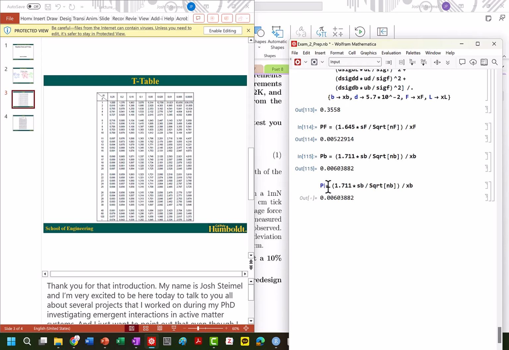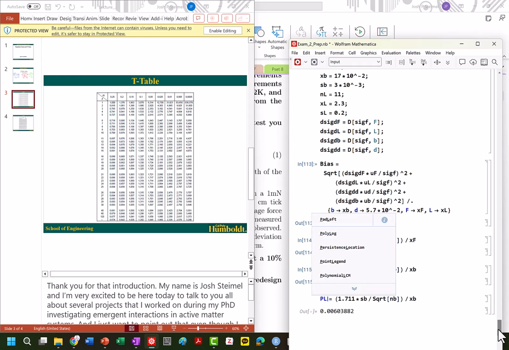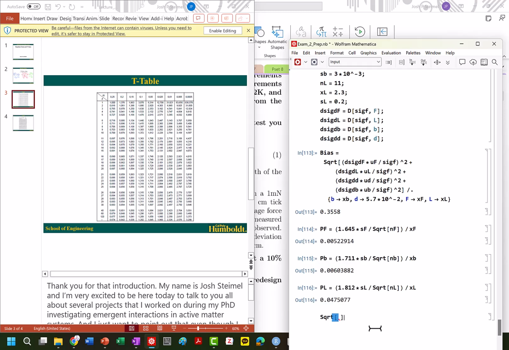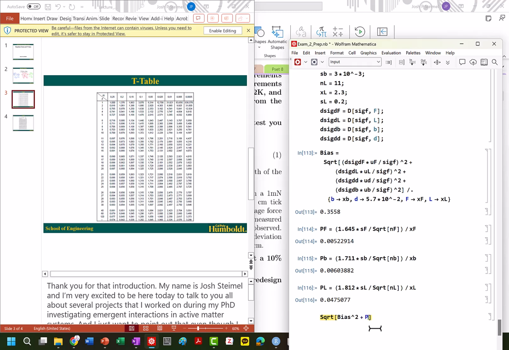And then finally, we're going to do our precision error in length, L, which is going to be, we did it 11 times, so 0.05 and 10, which is going to be 1.812. And S of L, N of L, and X of L. And now we're going to do square root of my bias squared plus my precision in F squared plus my precision in B squared plus my precision in L squared. And that's going to be our uncertainty.